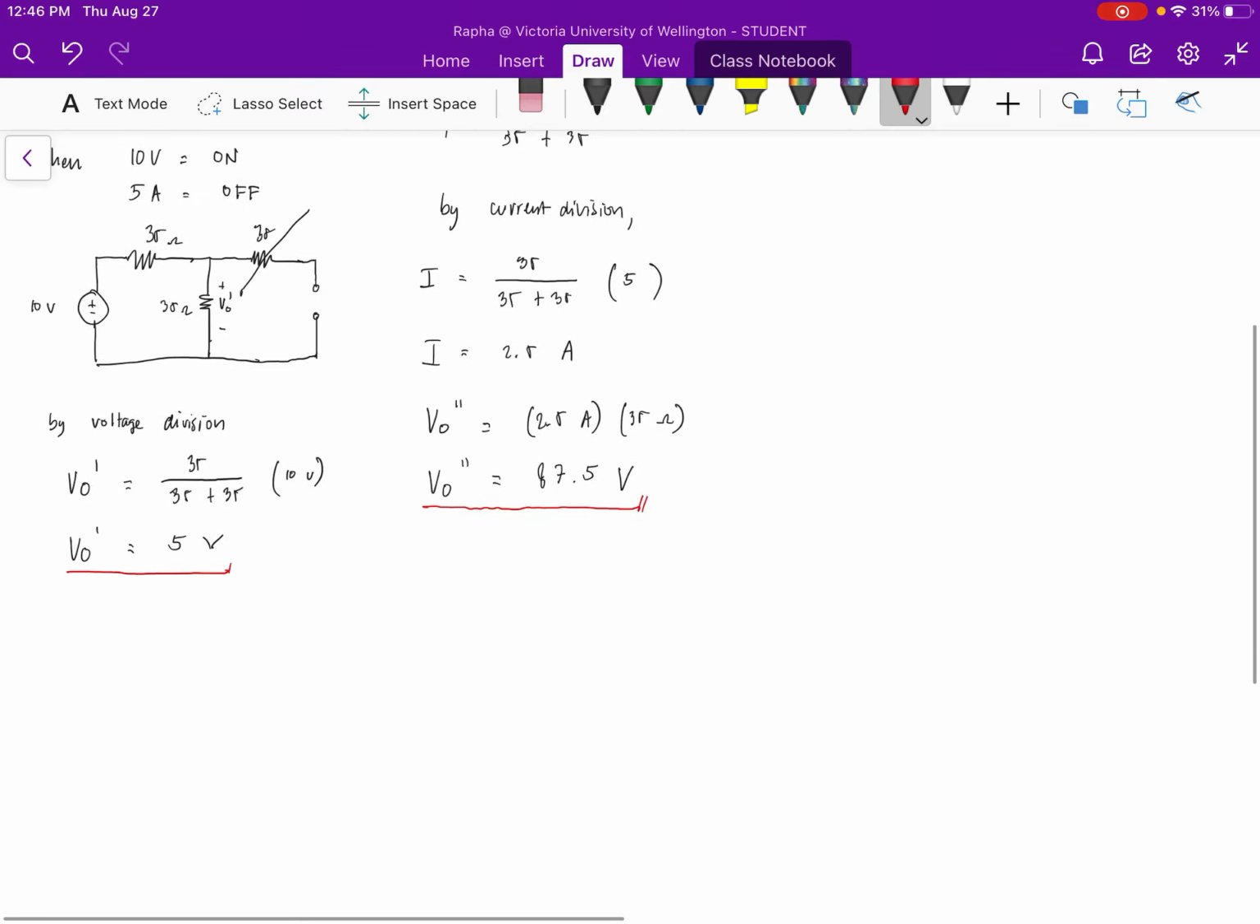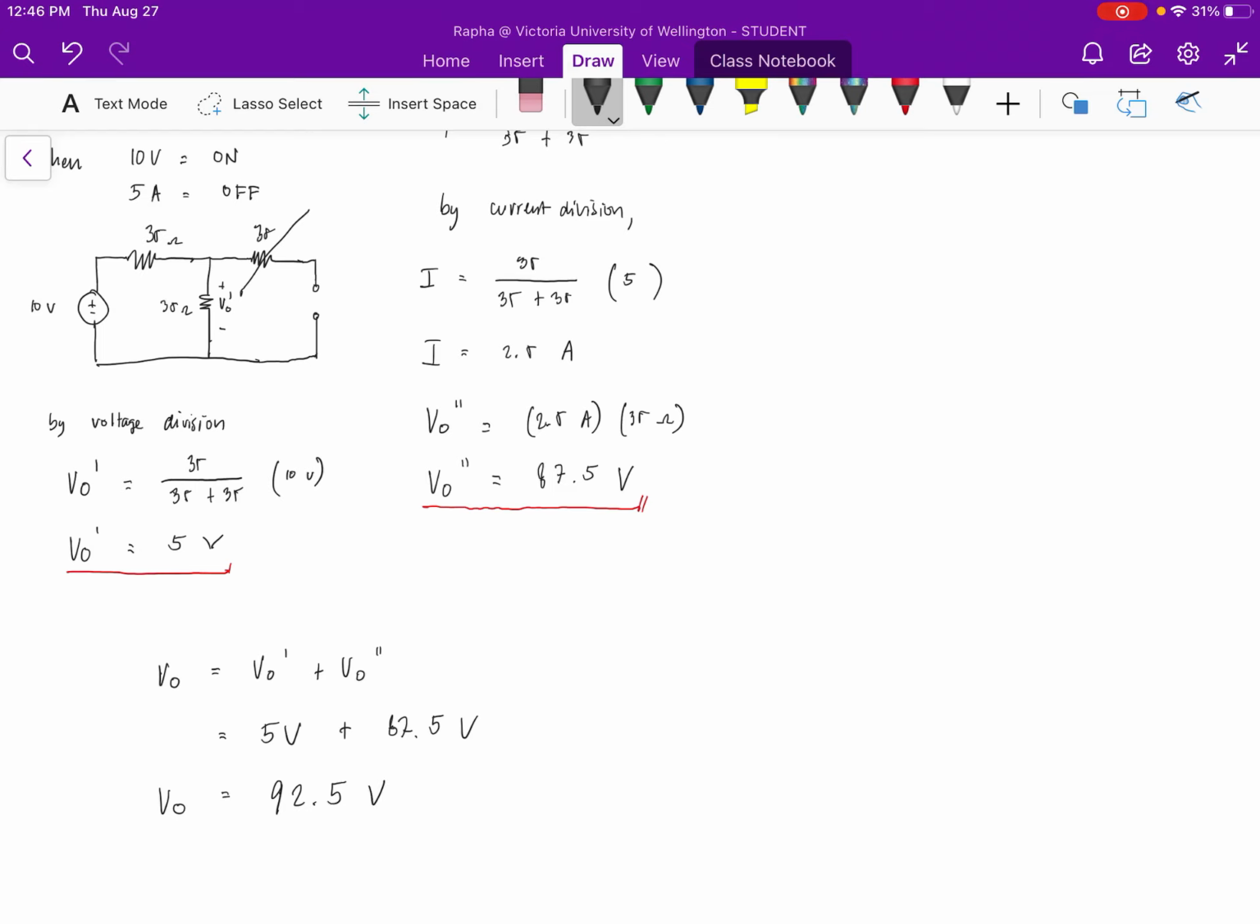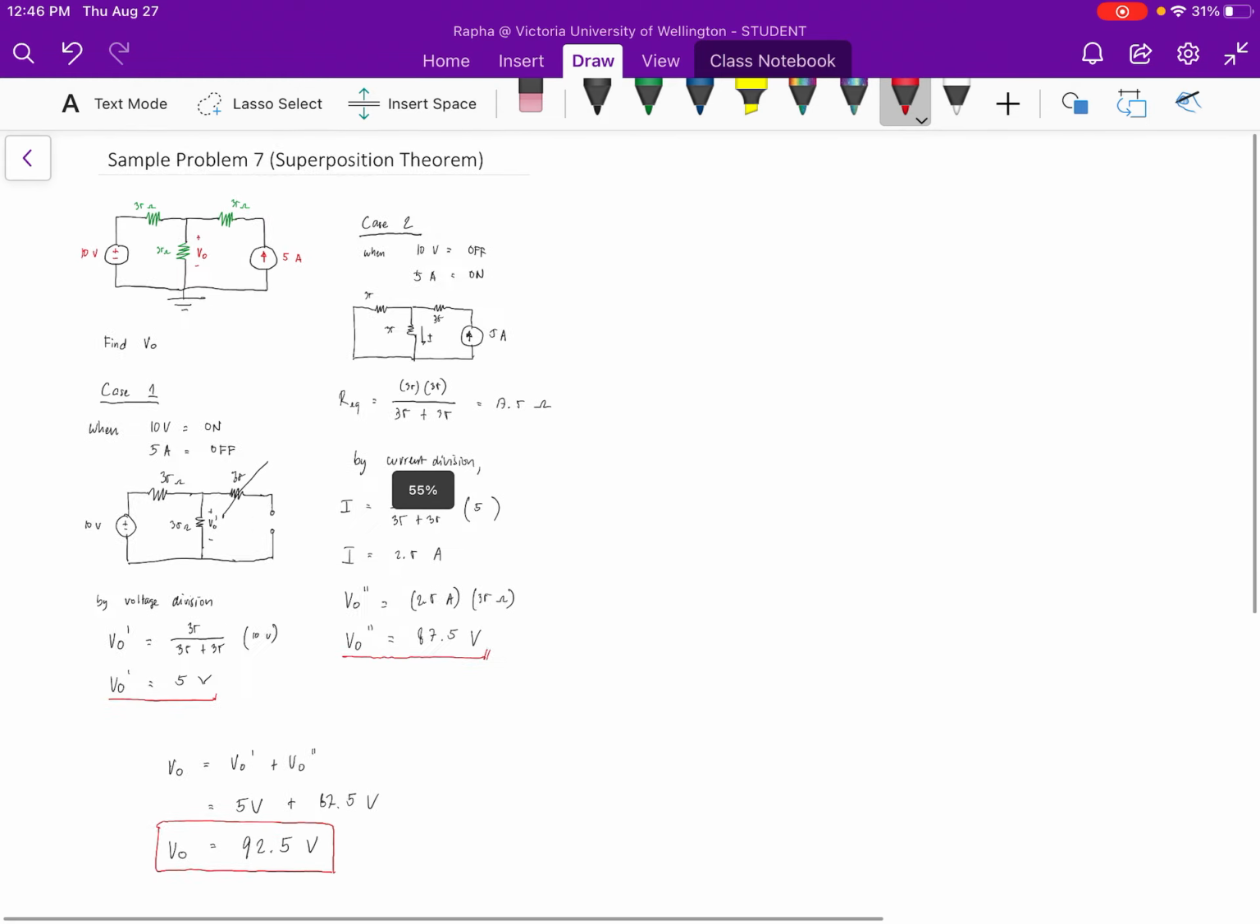Now, our main VO is simply equal to the algebraic sum of VO single apostrophe and VO double apostrophe. So that's 5 volts plus 87.5 volts. Our VO then is equal to 92.5 volts. So that is how we find the voltage using superposition theorem.